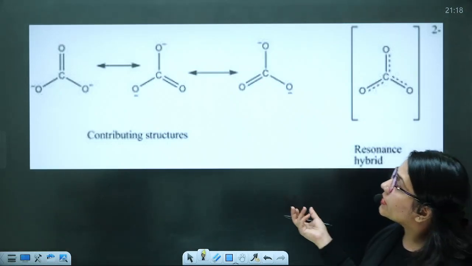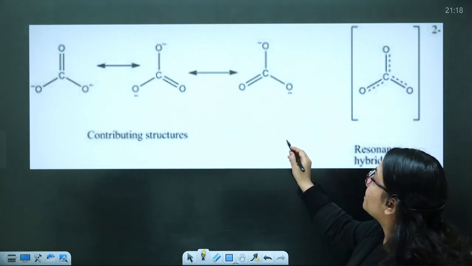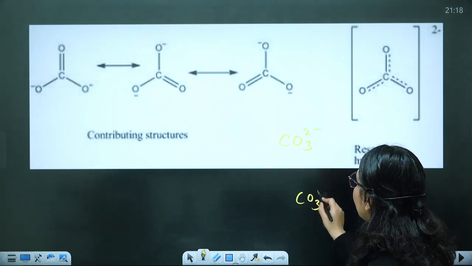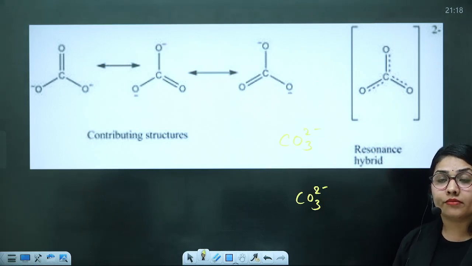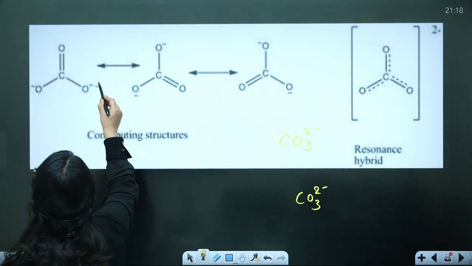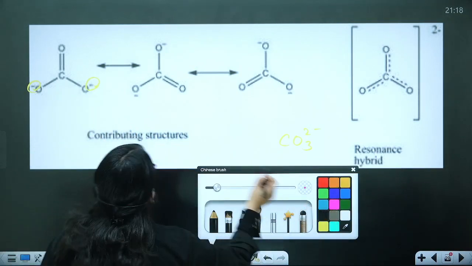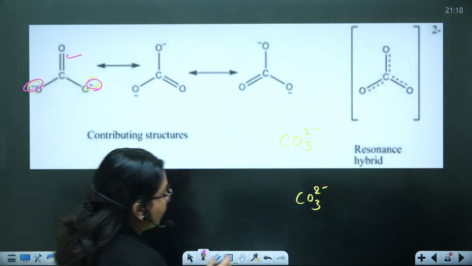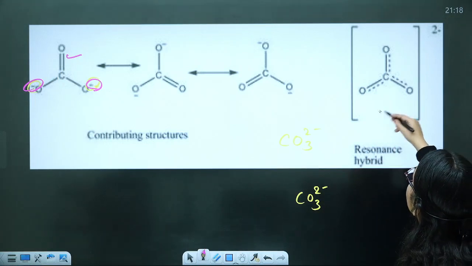Now there are some contributing structures. You can see the carbonate ion, CO3 2 negative. If it is asked whether CO3 2 negative can form resonating structures, yes. How? Because here you can see there is negative charge and a pi bond in conjugation. And the resonance hybrid is shown like this.